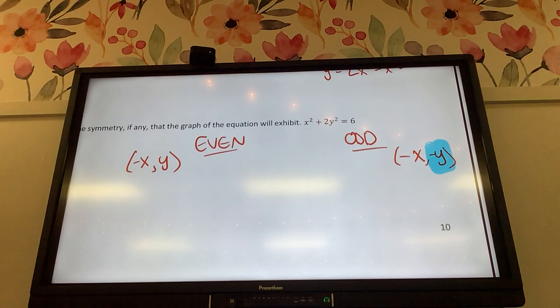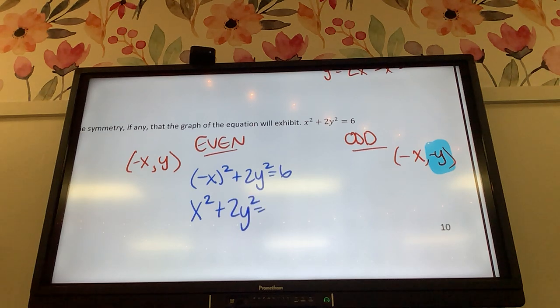Let's try an example. On this one here, if I plug in -x, I'm going to leave y alone because for even functions, the y does not get a negative. What happens with -x squared? Yeah, it just becomes x squared. So is this the same thing as this? Yes, so we would say this one's even.